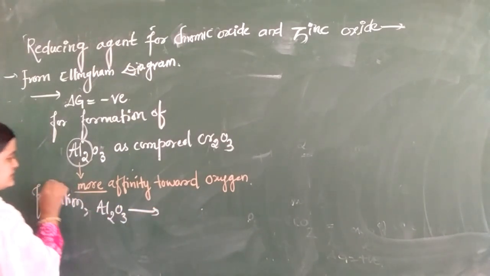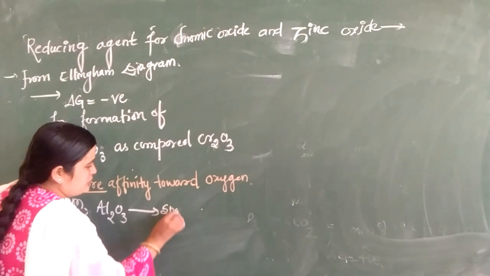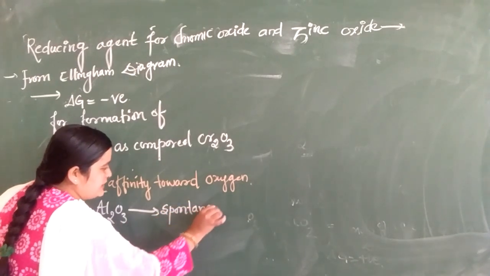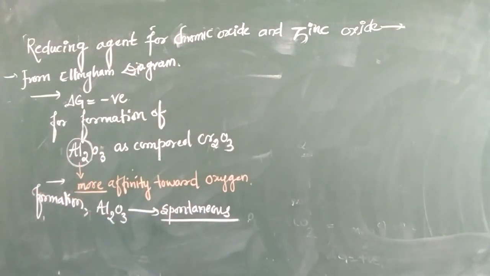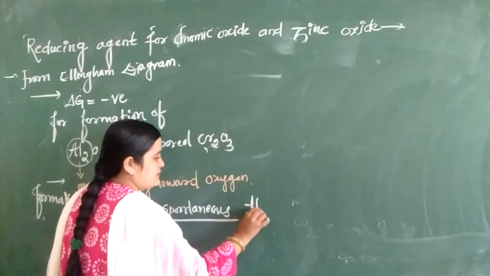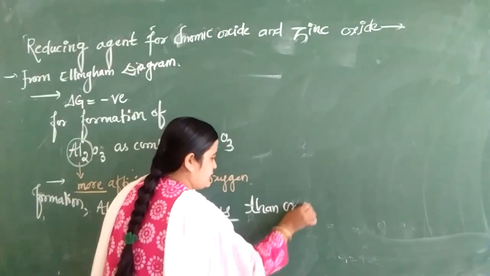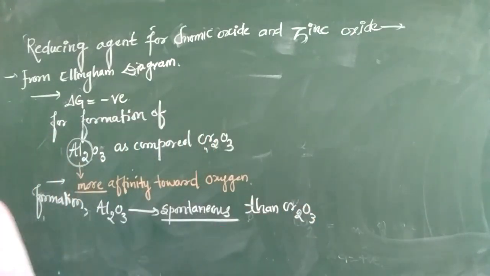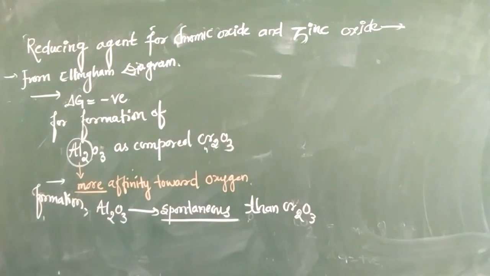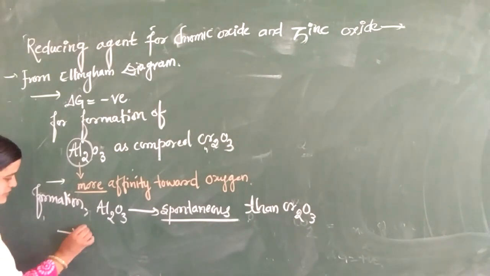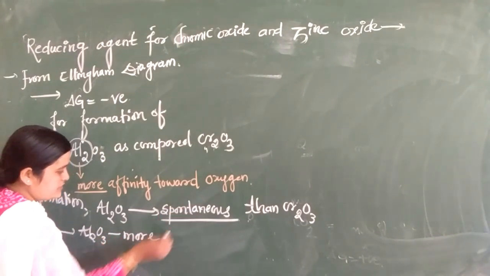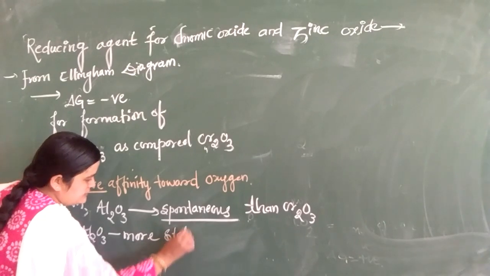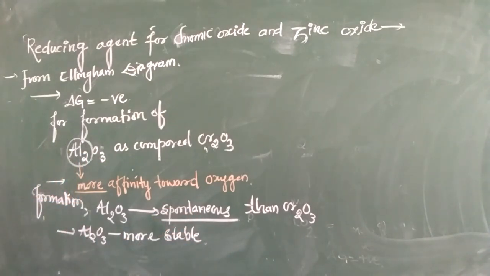So the formation of Al2O3 is spontaneous. I have already told you, it can happen by itself, and no extra force is required. We call this spontaneous. Then Cr2O3 is non-spontaneous. So Al2O3 is more stable as compared to Cr2O3.